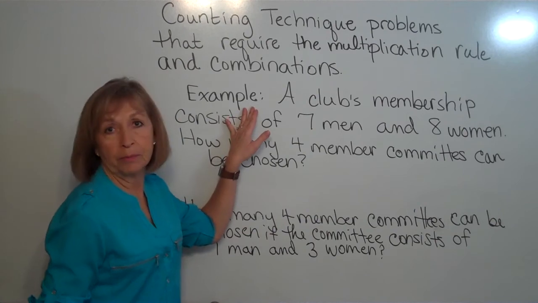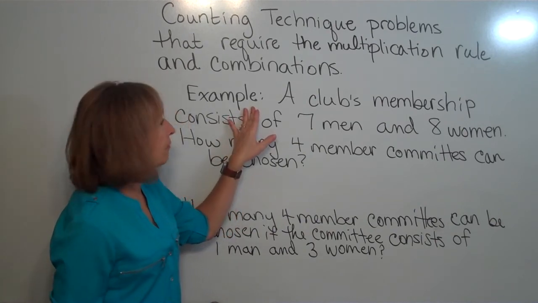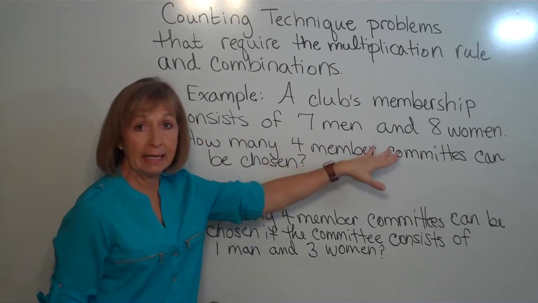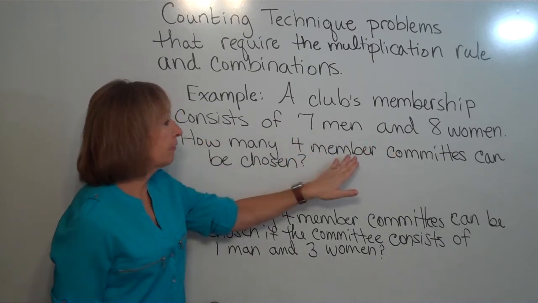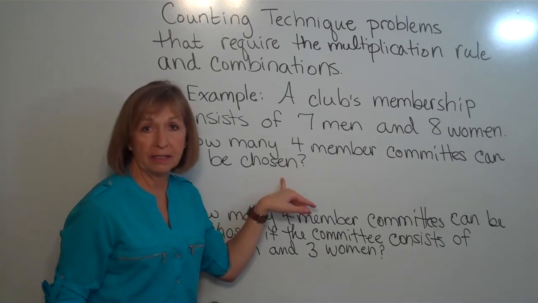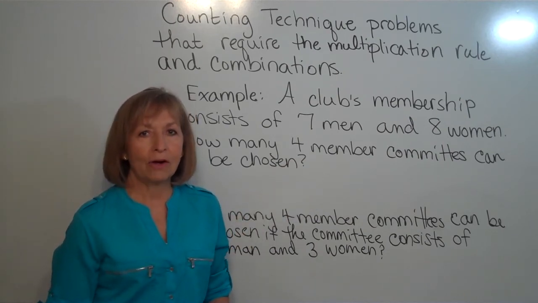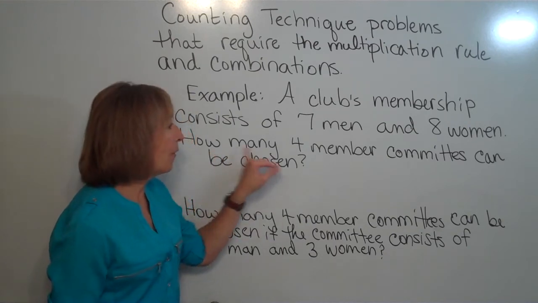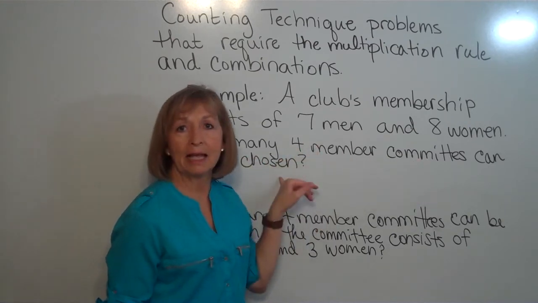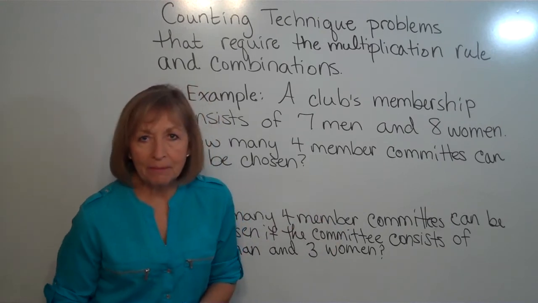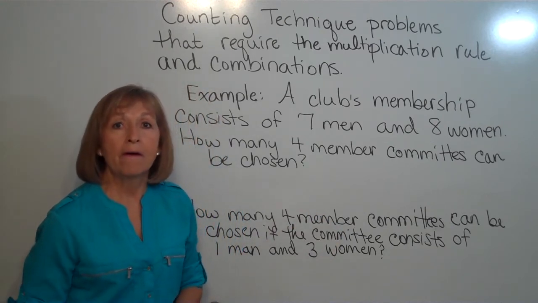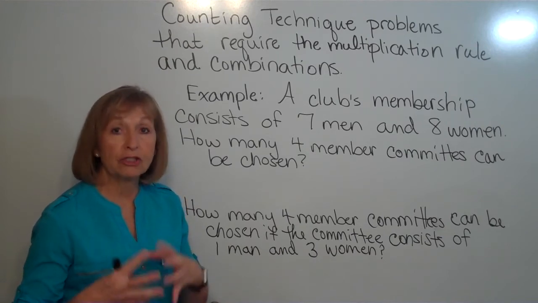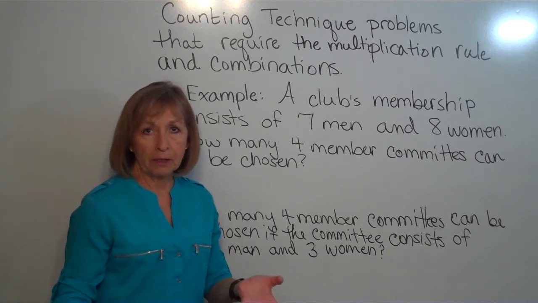So our first example is an old review one from the other material. A club's membership consists of 7 men and 8 women. How many different 4-member committees can be chosen? While it did start by telling me our subsets, when they asked how many 4-member committees can be selected, they didn't say my committee had to be made up using so many of the men and so many of the women. It was just overall a 4-member committee.